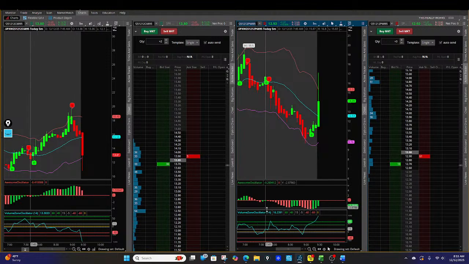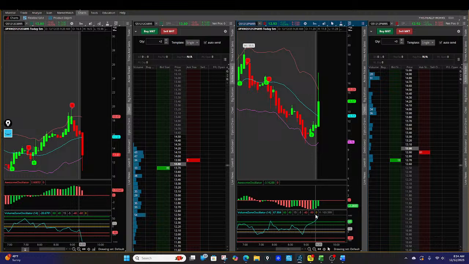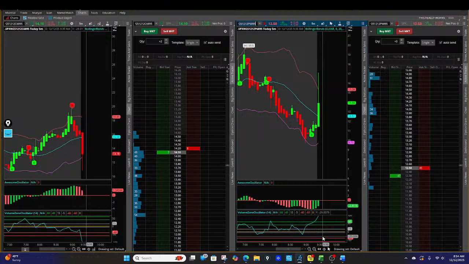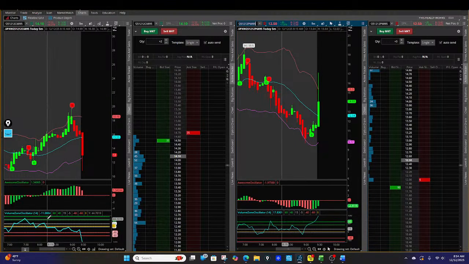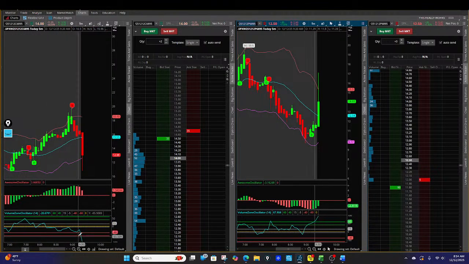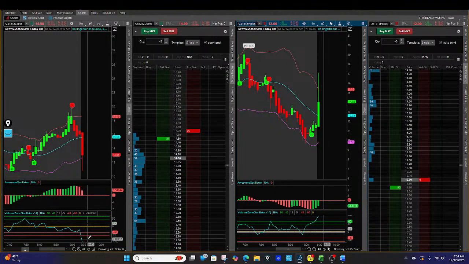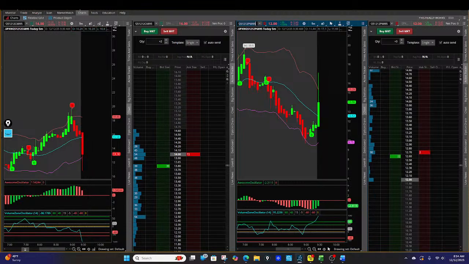I look at my awesome oscillator, and I see that the green bars are continually going up. This volume zone oscillator, I want to see where it goes next. If it pulls back down, I want to wait just a little bit to get into this. A lot of times when the volume zone oscillator is in the red, like over here, that could mean a possible move up. So we're just keeping those things in the back of our mind.